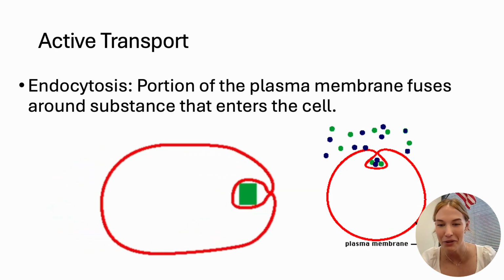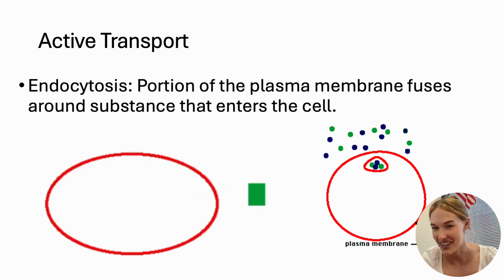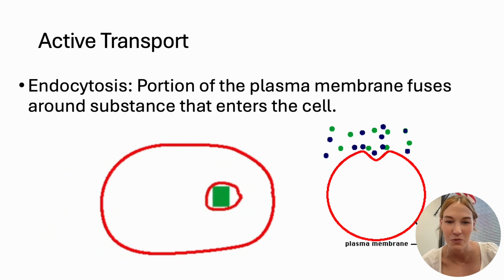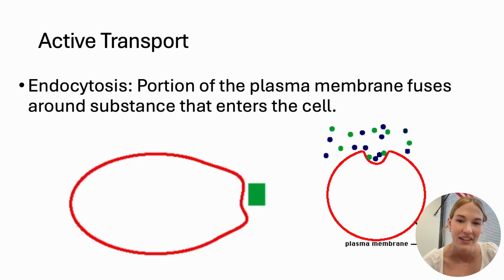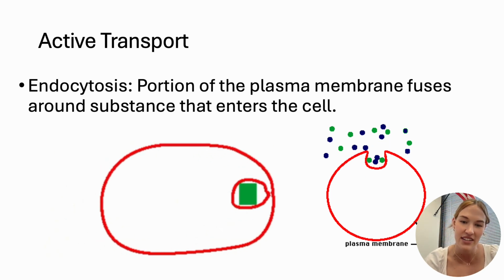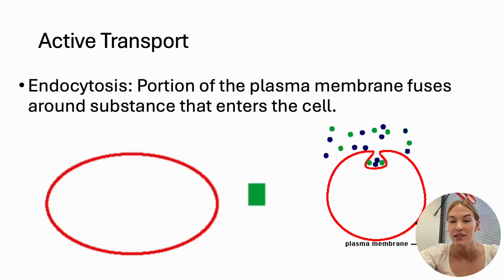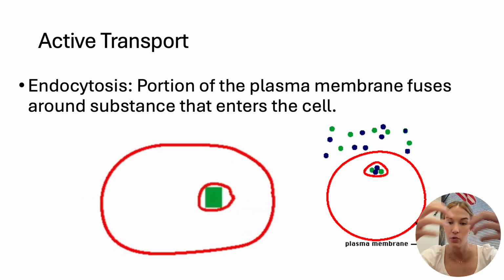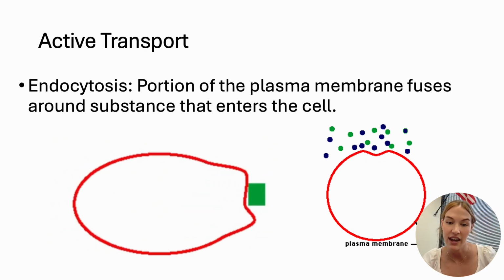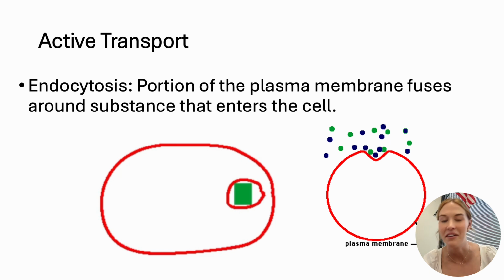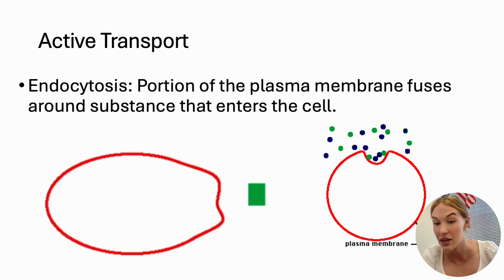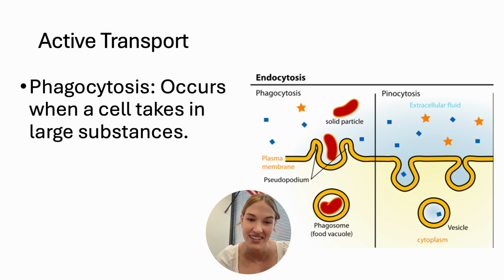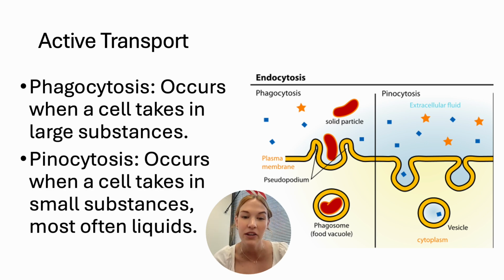If we played that video in reverse, it would have been almost this exact situation. So endocytosis is where a portion of the plasma membrane is going to fuse around a substance that enters the cell. So something is trying to enter. It's not using really a protein here. Instead, the plasma membrane wraps around it and then brings it inside into a vesicle, and eventually that vesicle will deliver it probably somewhere in the cell. We have two types of endocytosis, we have phagocytosis and pinocytosis.